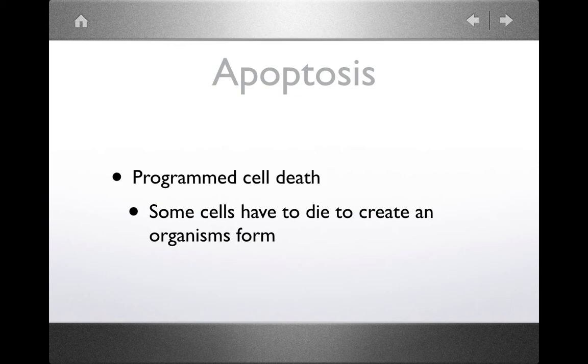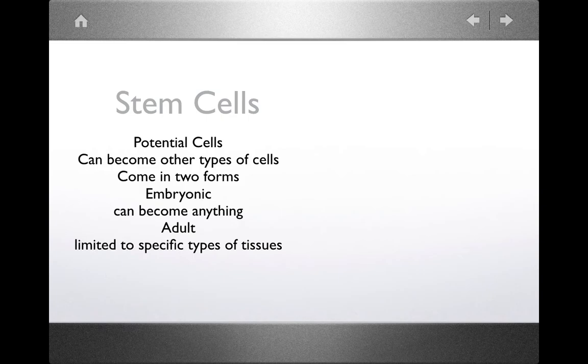That is one way to control the total number of cells in the body, but it's also used during development so that we get the shape of our bodies, the shape of other organisms' bodies. Apoptosis is an important part of developmental biology, and it's a possible way to help control excessive cell numbers to prevent cancers. The other type of cell that we'll talk about is called a stem cell.